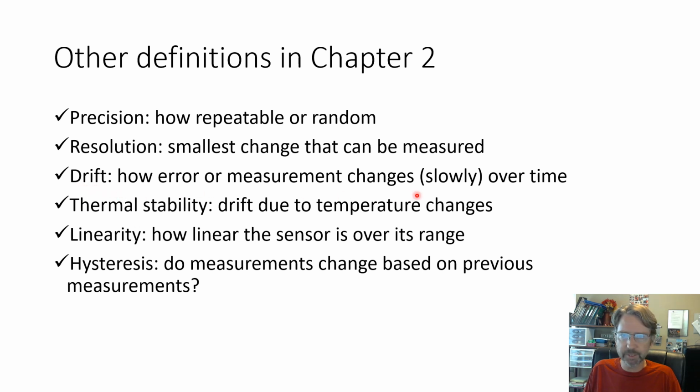Drift is something changing generally slowly over time. Thermal stability, drift due to temperature changes. Linearity, we like linear calibration plots, and so if it's not, we can give that as a percentage. And hysteresis is something that is related to whether you're increasing or decreasing the measurements, and how does that change a future measurement. So the history is involved in hysteresis. So let's look at some examples of these. And again, if you look in the textbook, there is more detail.